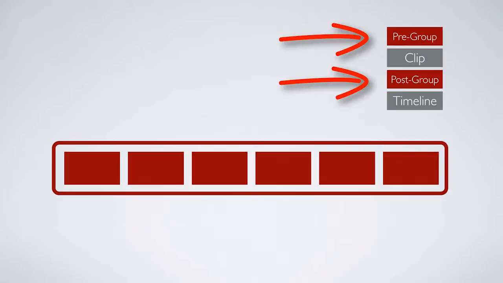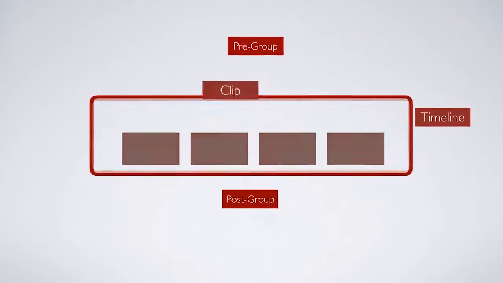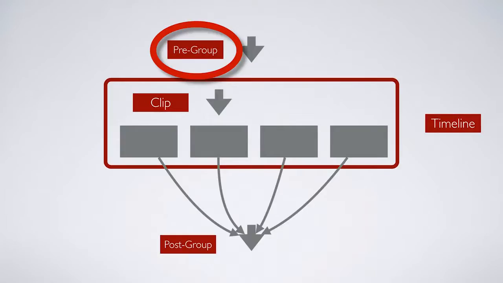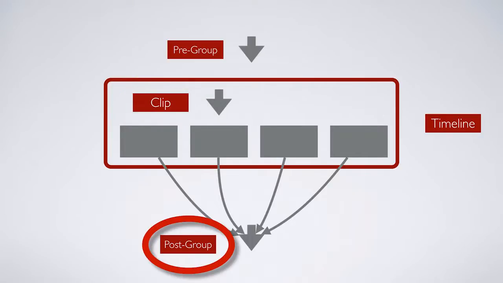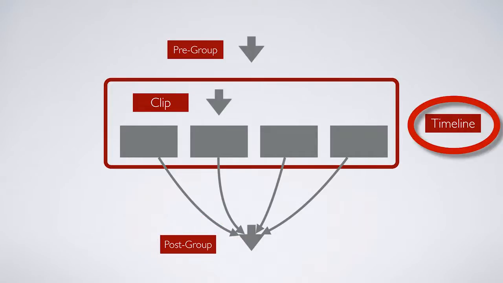Once we add a group, we will have two new node structure levels, which is the pre-group and the post-group levels. So the pre-group will affect everything in the group before any clip adjustments. Then we have the clip level, which basically will affect clips individually. And then we have the post-group level, which basically is working on a clean slate, maybe to give the entire film a certain look. And then we have the timeline, which will of course affect our entire timeline.